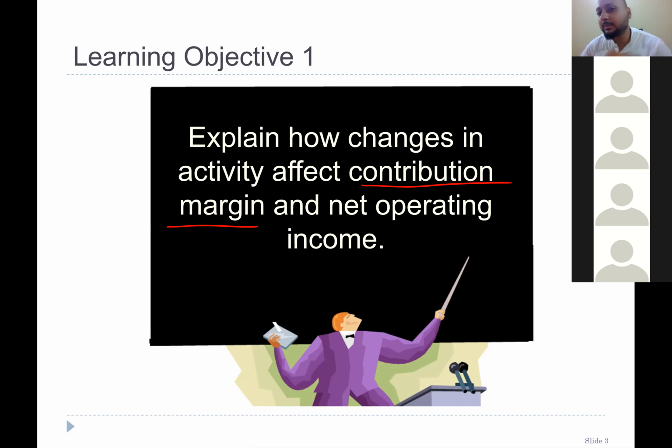Selling price per unit. Okay. But you also have to minus the variable cost. You said variable cost.